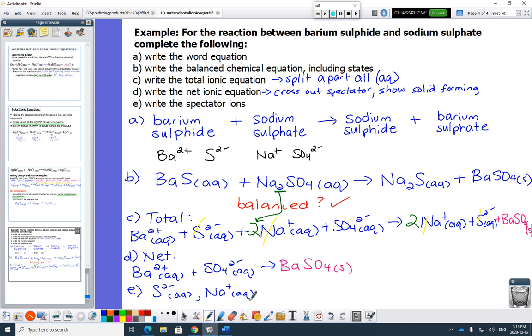For double displacement. In the homeworks, the textbook wants you to do net and total for single displacement as well. So single means there'll be 1 spectator, okay? Similar to what you guys did this morning, where the nitrate wasn't included, that was the spectator. So this is the same as what we did this morning, and this we're just now kind of applying it, okay?